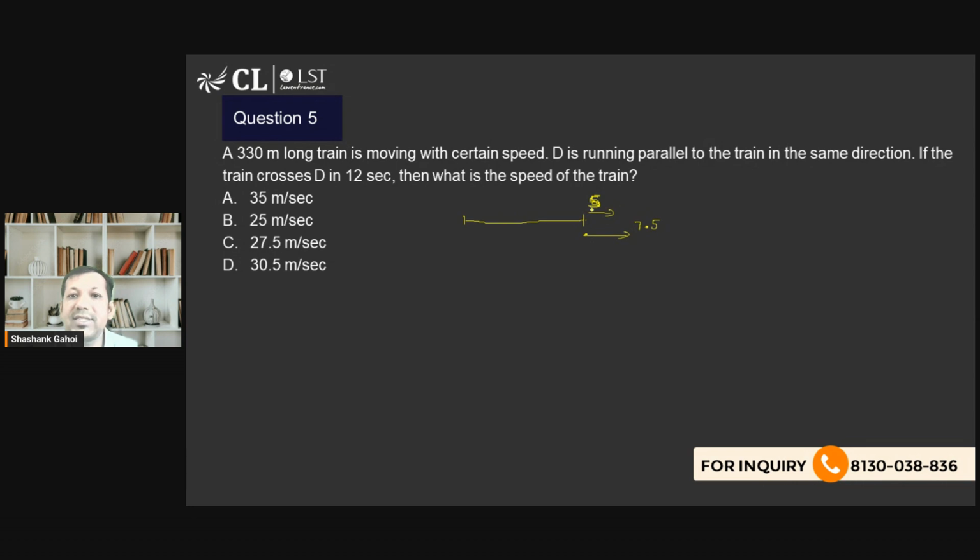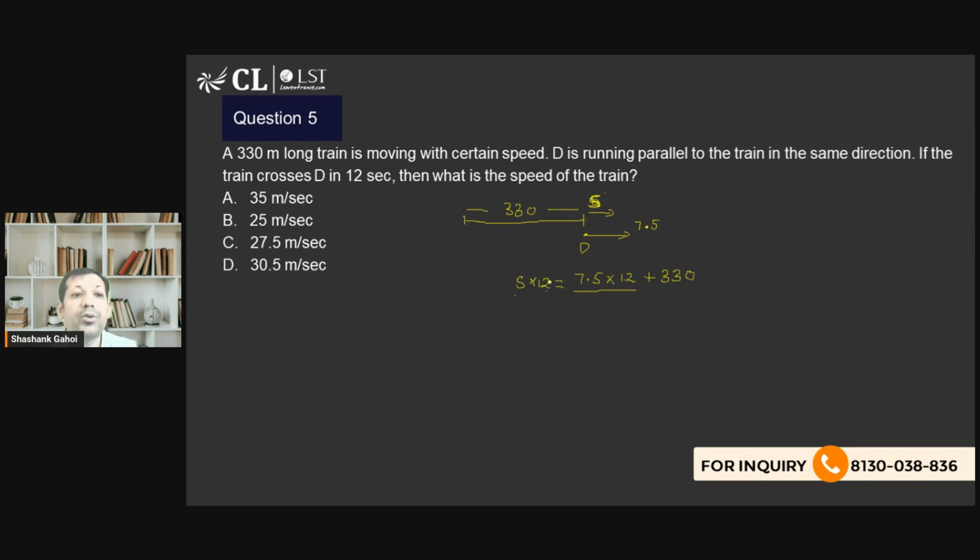The train crosses D in 12 seconds. Okay. And the length of the train is 330. So, in 12 seconds, how much is D going to cover? D is going to cover 7.5 into 12. Okay. And the train crosses D. So it means the train is covering this distance plus its own length in 12 seconds so that it crosses D. So how much is the train going to cover? That is speed into time, S into 12.